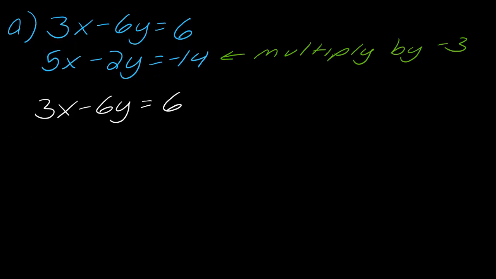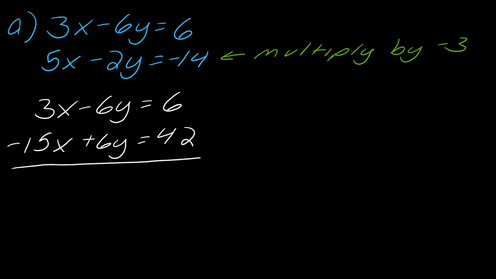So 5 times -3 is -15. And then -3 times -2 is +6y. And then -14 times -3 is 42. And now I have exactly what I need, right? So I can go ahead and combine these. What I would recommend that you do here is pause the video, finish this one, and then you can check it when you're ready. So go ahead and give that a try.